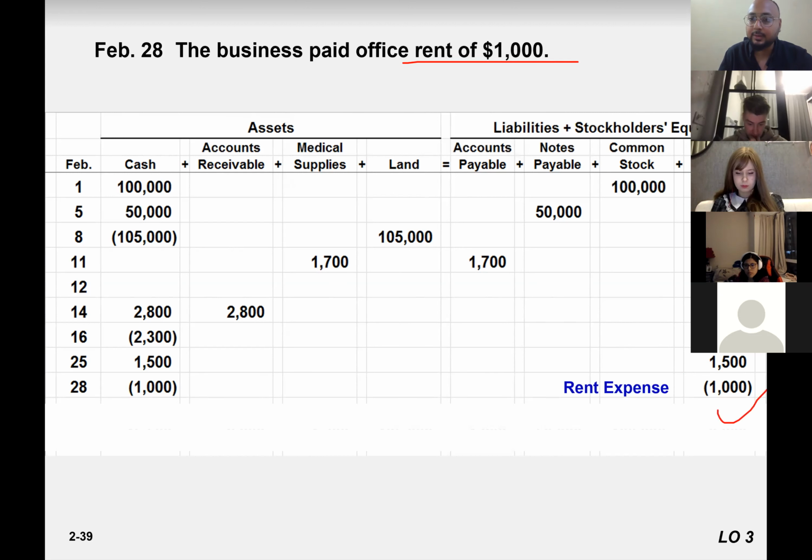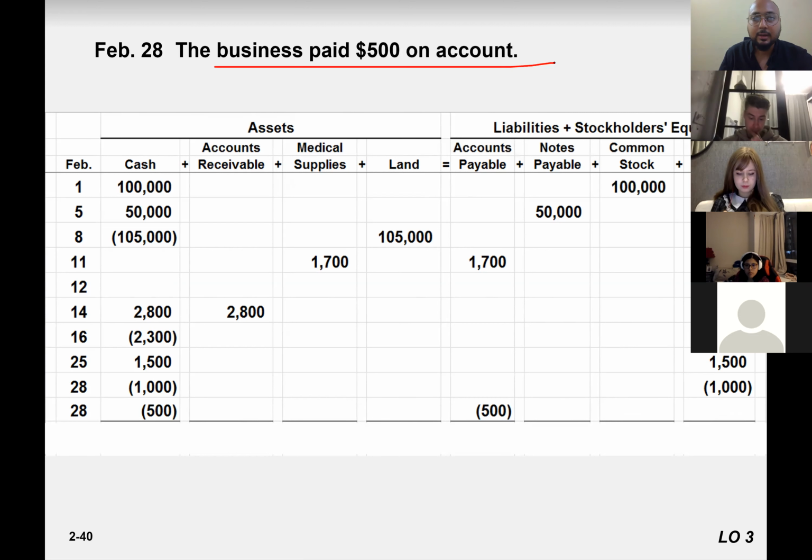The next one is the business paid 500 on account. This is a little bit tricky. Business paid 500 on account. So to whom did the business pay? If the question is silent, use your logic.